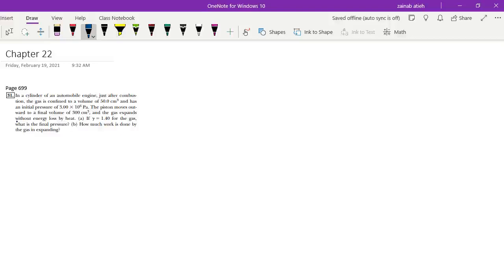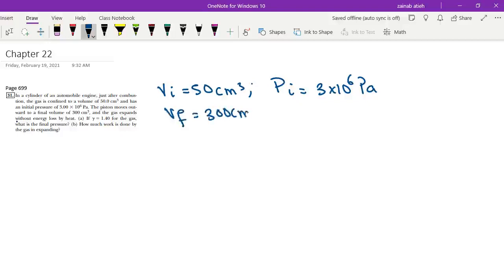So he is giving me V initial and P initial. So V initial is equal to 50 centimeter cube and P initial is equal to 3 times 10 to the power 6 Pascal. For sure, centimeter cube is not the SI unit. The piston moves outward to a final volume of 300 centimeter cube. So this is V final, which is 300 centimeter cube.